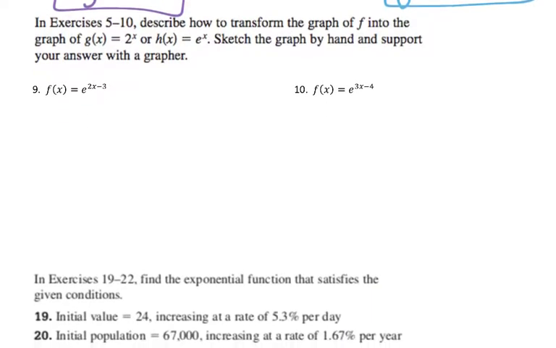Alright, so then we move on, and we're describing how to transform the graph of f into the graph of what originally would have been the parent function of e to the x or 2 to the x. Looks like both of these are e, so we won't be doing that one. Alright, so let's see. And then it says sketch the graph by hand.